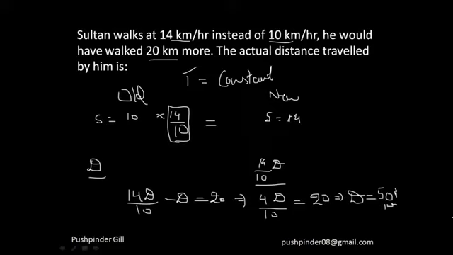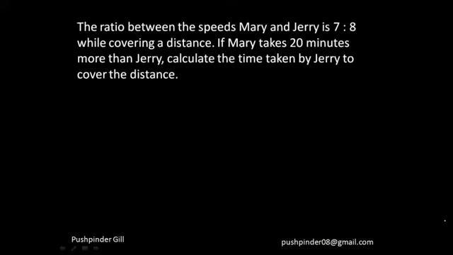So the speed was 10 earlier and the speed became 14. That means my speed got multiplied by 14 by 10. Speed gets multiplied by 14 by 10, that means distance should also get multiplied by 14 by 10, because the time is constant, right? So earlier the distance was d, now the distance is this, the difference is given to you, then you calculate the distance. Fine. Alright, now let's see this question over here.